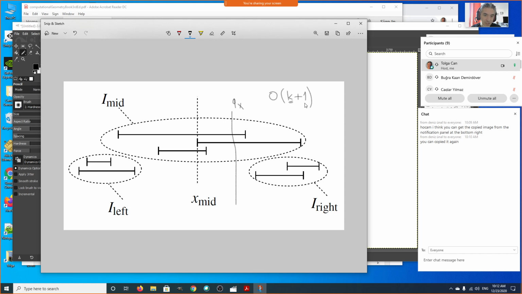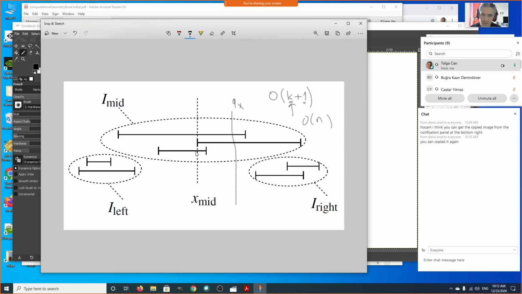And if I touch another line segment, I just want to touch a constant number of them. For example, if IMID contains a lot of segments, you cannot check all of them against QX. You need to report intelligently, checking only the ones that are going to be reported. If you just check all of them against QX, you will end up with an O(n) algorithm. We cannot get to an O(log n) algorithm, right?